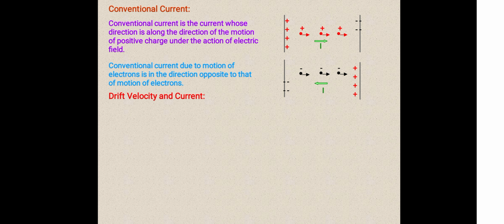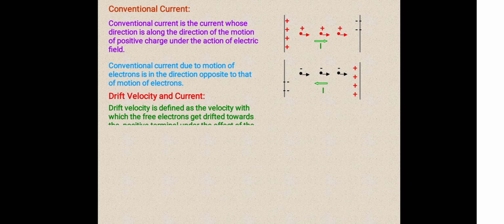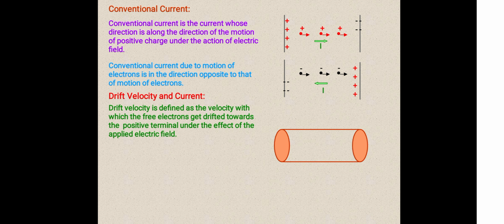Now we discuss drift velocity. Drift velocity is defined as the average velocity with which the free electrons drift towards the positive terminal under the effect of the applied electric field. Look, this is a conductor, the length of the conductor is L and the cross-sectional area of the conductor is A.